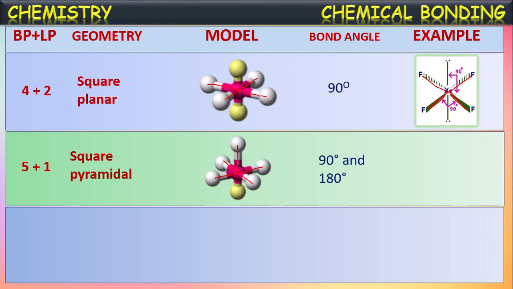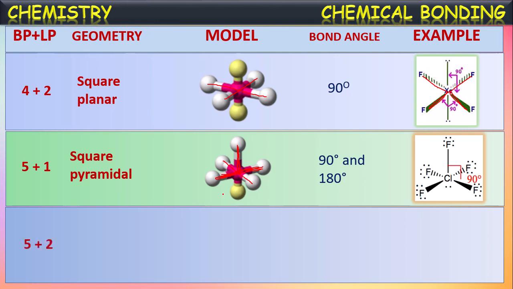Now the bond angles will be 90 and 180. So with this, the bond angle for any atom in the same plane will be 90 degrees. Within the plane, the bond angle is said to be 180 degrees. And an example molecule for this kind of geometry is ClF5, chlorine pentafluoride, which contains 5 bond pairs and 1 lone pair on its central atom, chlorine. So it acquires a square pyramidal shape.